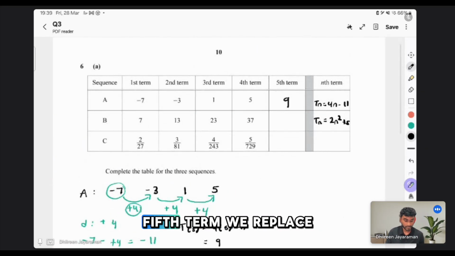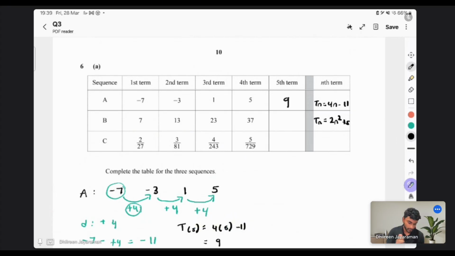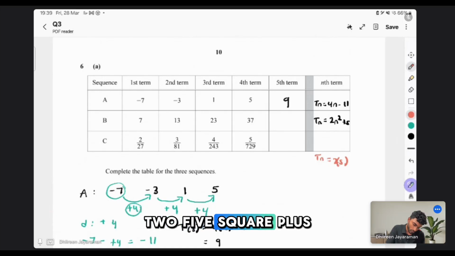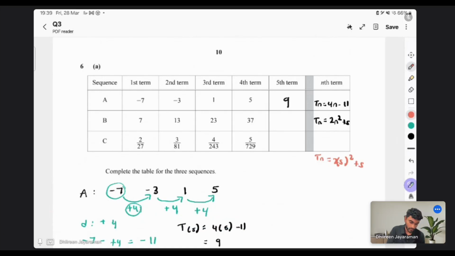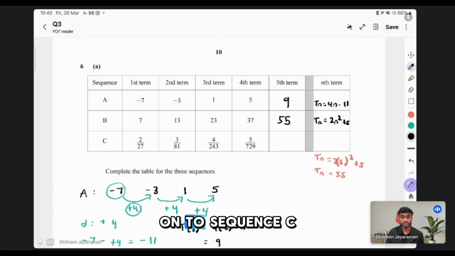To get the fifth term, we replace n with 5. So in this case, it is 2 times 5 squared plus 5, so 55 is the answer. And now let's move on to sequence C.